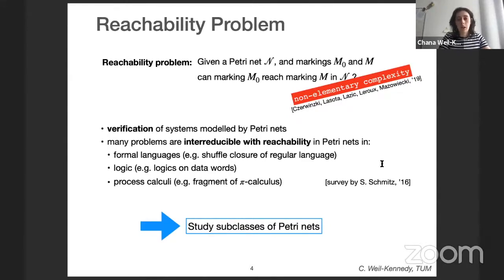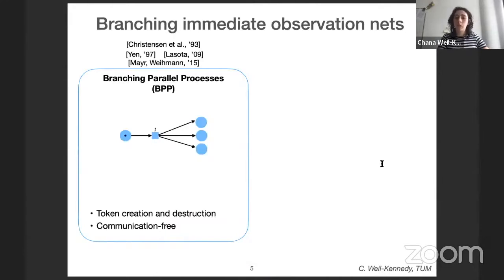So the model that I am going to show you, branching immediate observation nets or bionets, is a generalization of 2 such subclasses. The first of which is branching parallel processes, BPP nets, also called communication-free nets, which have been extensively studied from the 90s until recently. They're a class of Petri nets which is entirely defined by their transitions. So their transitions have to be of the form shown here: there is one input place, and when the transition fires, there can be multiple output places.